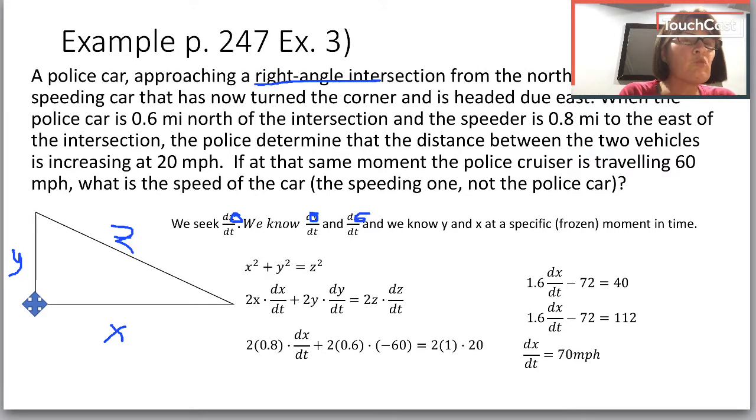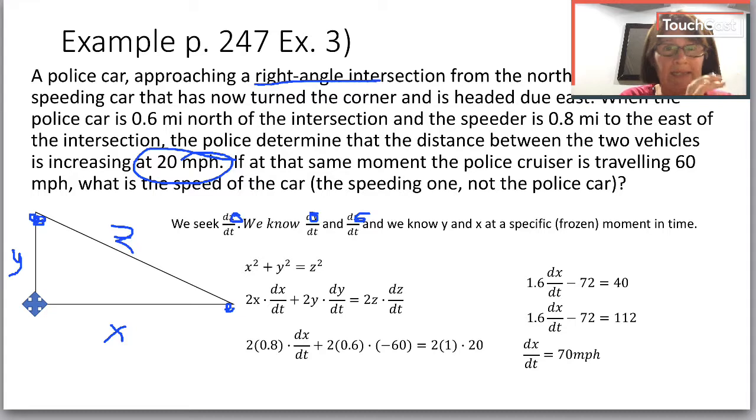The other really important thing that we need to think about here is I made this claim at the beginning that we know dz/dt, that's the rate at which the distance between the police officer and the speeder is increasing, and that's 20 miles per hour. I said also that we know dy/dt, that's the rate of change of y. But you have to think about this.